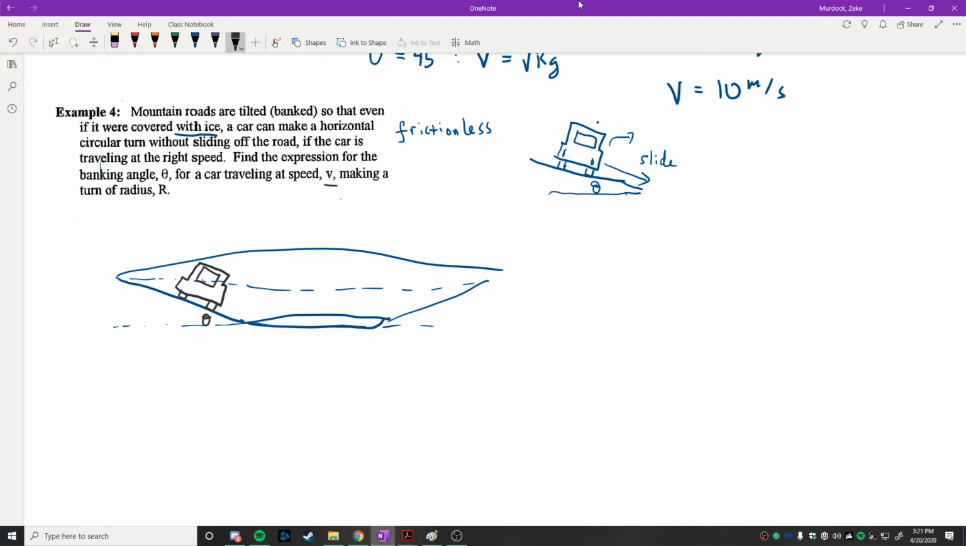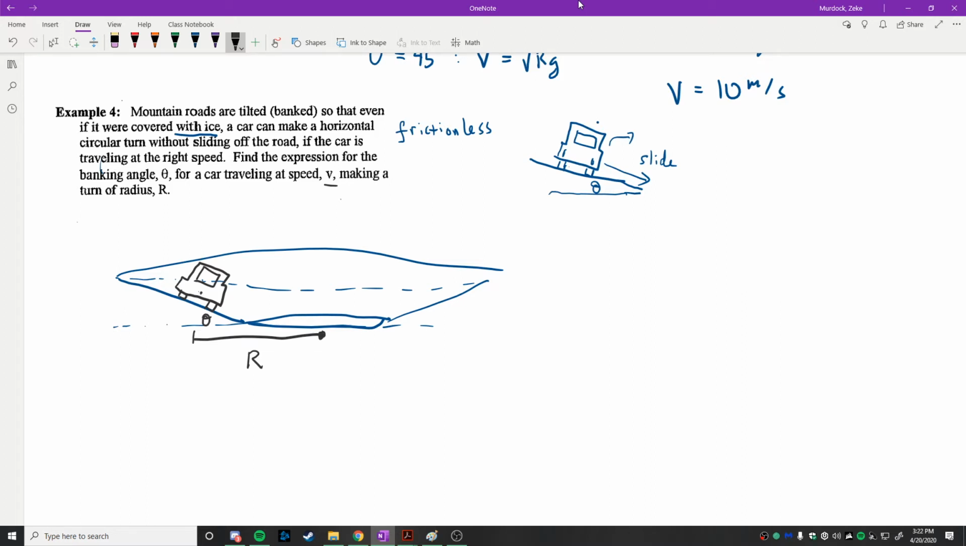And then the radius of the turn is going to be out to here. That's going to be the radius r. Go from the center of the car out to here. And we want to relate all these things to each other. So how do we do that?